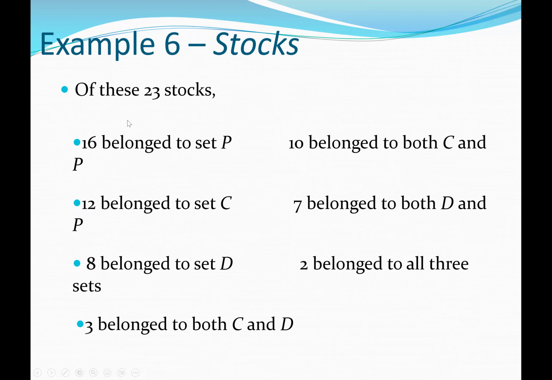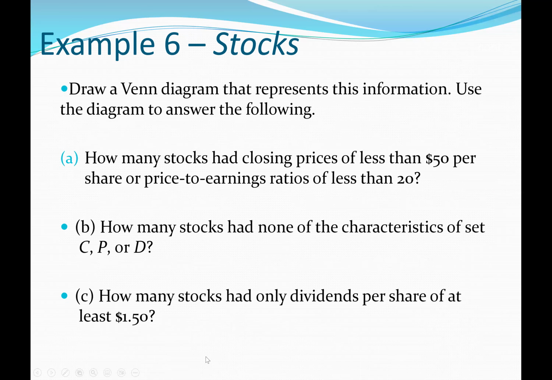So now our question is, of this 23 stocks, 16 belong to set P, 10 belong to both sets C and P, 12 belong to set C, then 7 belong to both D and P, 8 belong to set D, and 2 belong to all the 3 sets. Then 3 belong to both sets C and D. Now, based on these conditions, we can come up with a Venn diagram. And the question said we should draw a Venn diagram that represents this information.